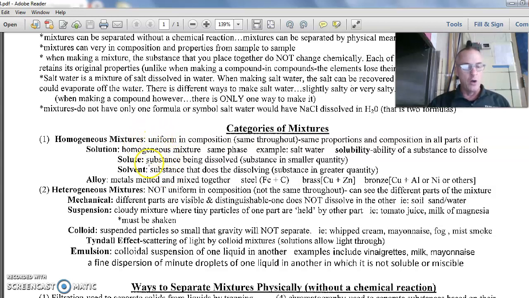In our next video, we're going to pick up with another way of categorizing a mixture that we haven't discussed yet, and that's heterogeneous. And stay tuned for our next video.